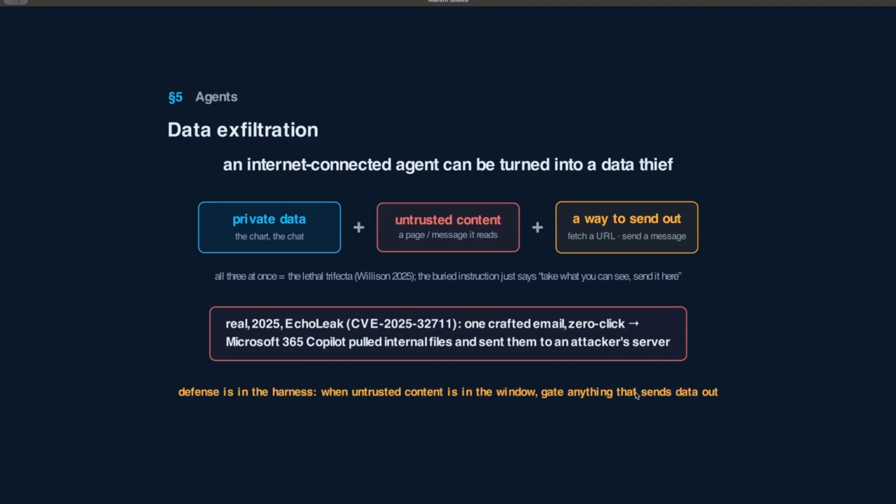So this is something that is not just imaginary. It has happened in the past. And this is why checking the agent's work, building defenses, and building a sandbox around the agents are very important.